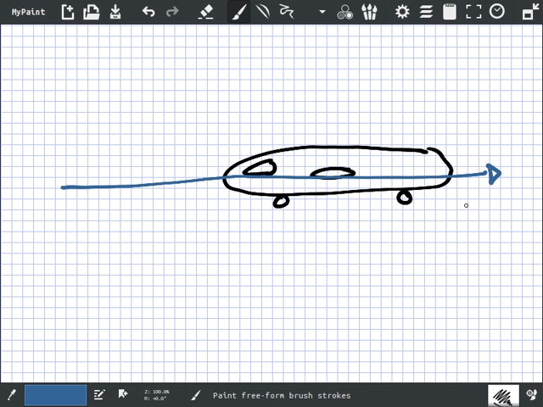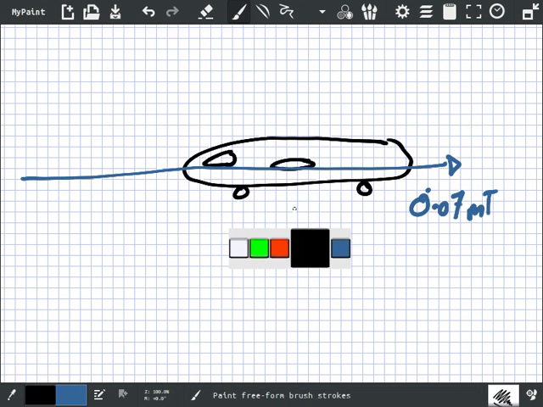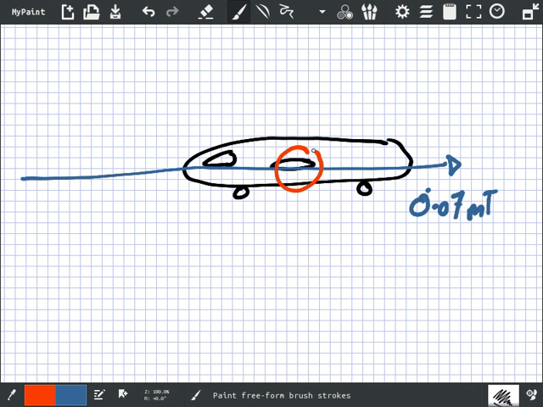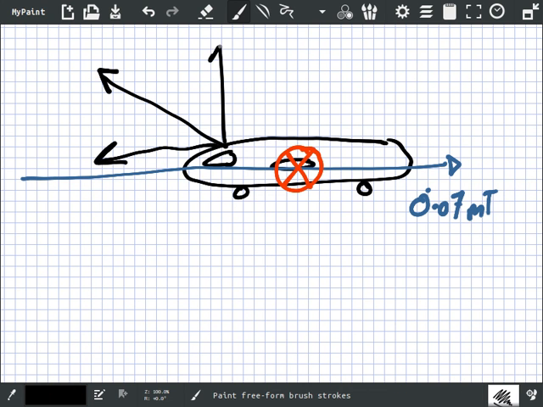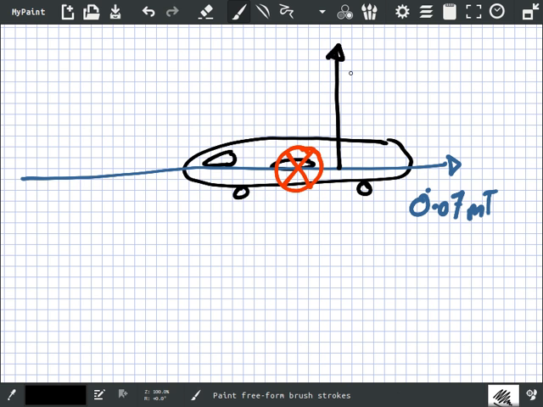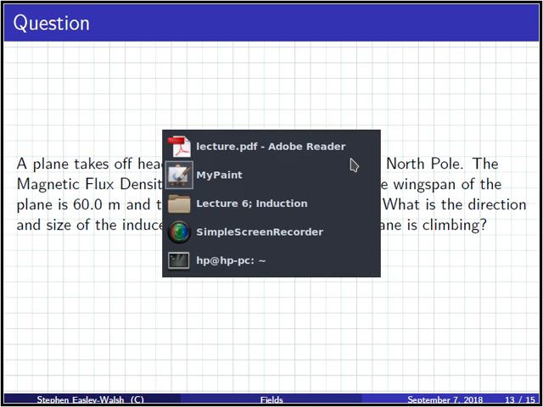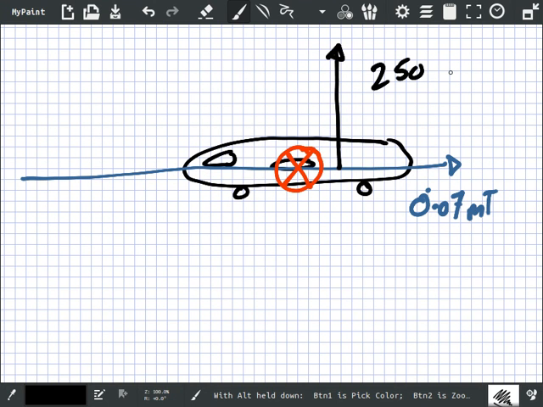What did I say it was? 0.07 millitesla. And you'll have a current that is going into the page here. And the plane moves this way, but you actually do not care about this component, you only care about this component. So there's an upward movement of 250 meters per second. And you don't care about this component.